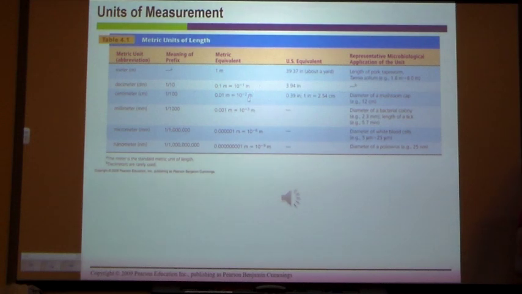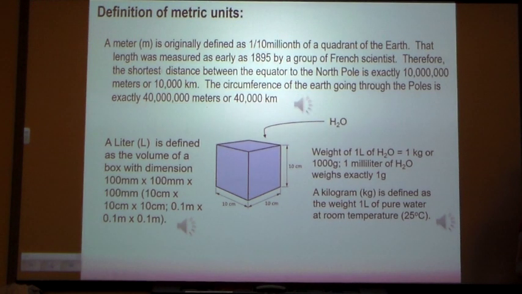Anyway, metric actually has a very scientific definition, so we will start from the beginning. A meter was originally defined as one ten-millionth of a quadrant of the earth. This is the original definition of the meter. Some French scientists made this measurement, I think in 1895. I don't know how, they didn't have satellites then. Now there's GPS and you can measure things very accurately, but I have no idea how they actually did it back then.